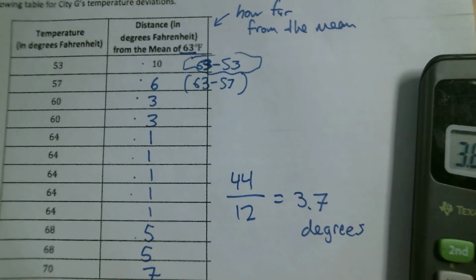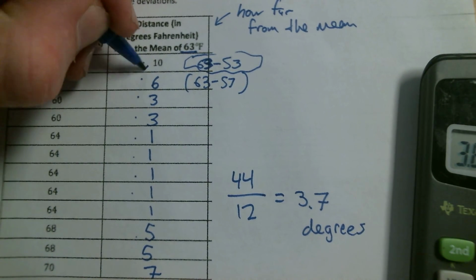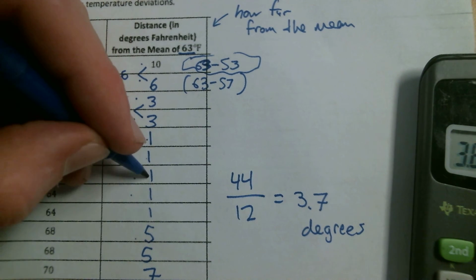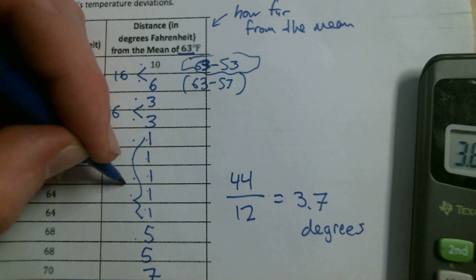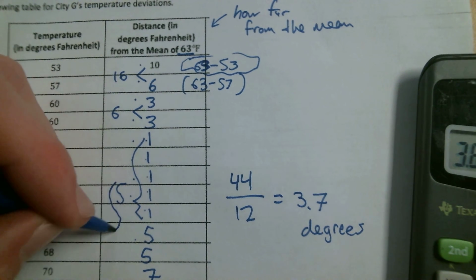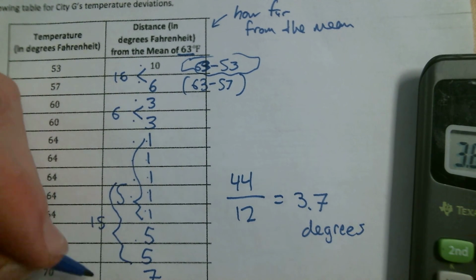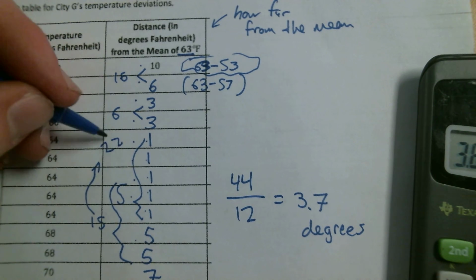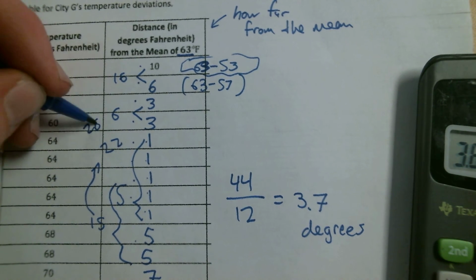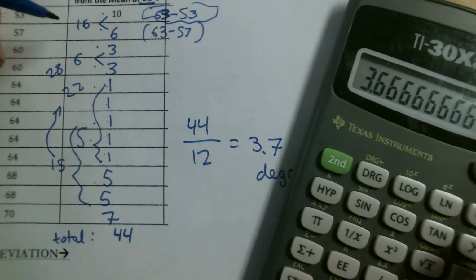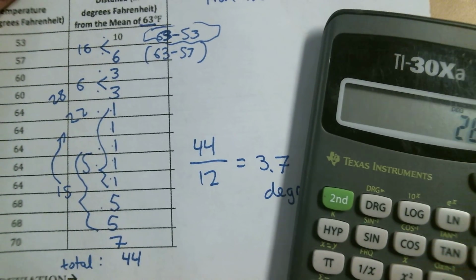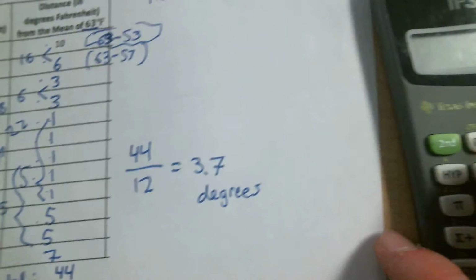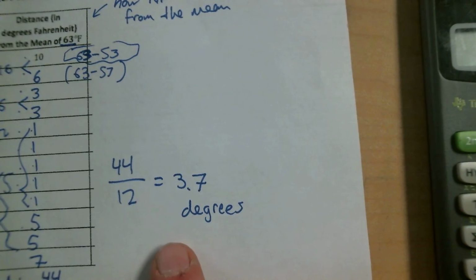Most are about 3.7. That's the typical center. Let's double check just to make sure we added right. So I have 16, 6, 1, 2, 3, 4, 5. These are all worth 5. And then I have 3 5s, which is 15. And then add 7, that would be 22. So 22 and 6, that's 28. Let's just add 28 and 16 to make sure we're right. 44 is still correct. So here, the mean absolute deviation is 3.7 degrees.